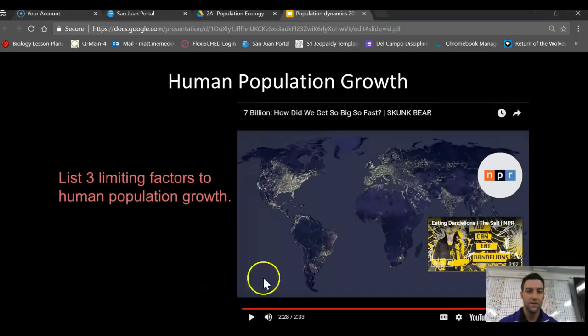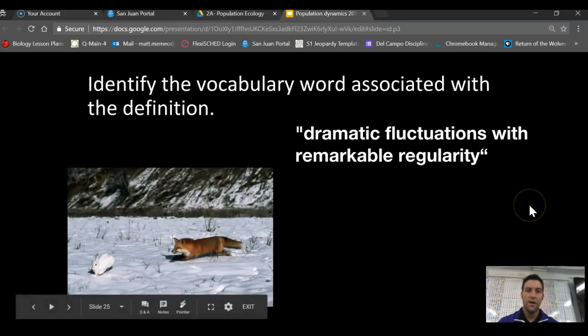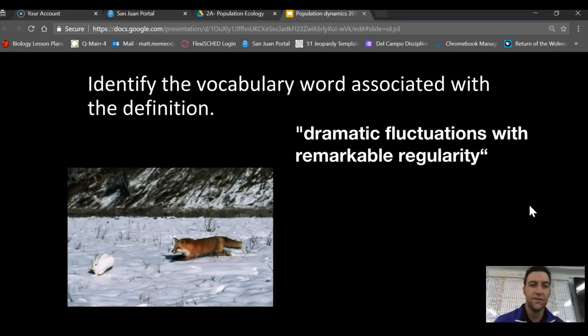Okay? All right, so when we look at this definition here, it says to identify the vocab word associated with this definition. And the definition right there is in quotes, dramatic fluctuations with remarkable regularity. So when we look at the word fluctuations, we're looking at changes in that population. And we're looking at dramatic changes. So a big rise maybe, and then a big fall.